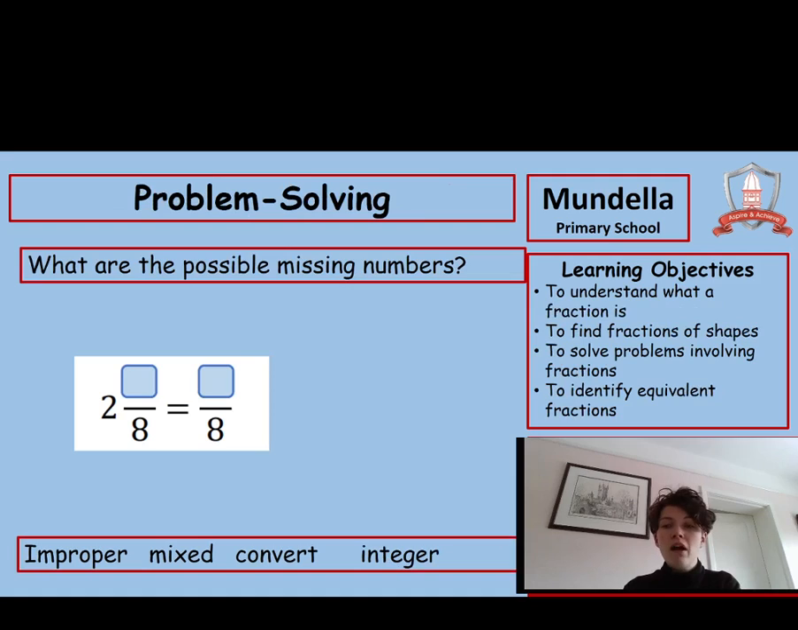Right then, and now we are at the problem solving stage of our lesson. What are the possible missing numbers? So here, Year 5, you're going to try and fill in the blanks by converting the mixed number to an improper fraction. What could those missing digits be? Again, you might want to draw a bar model to help you. Pause the video now to complete the task.